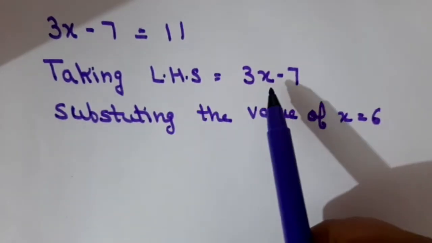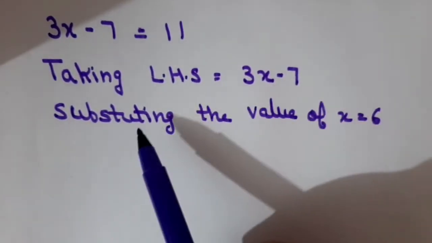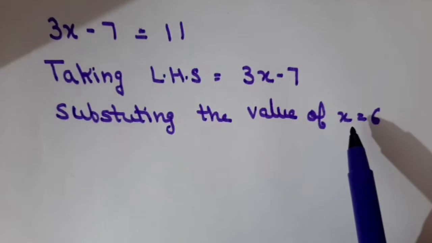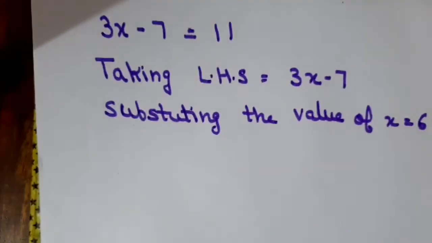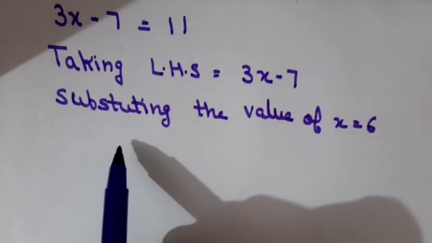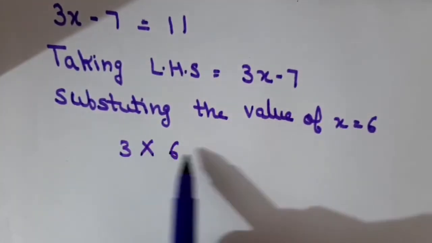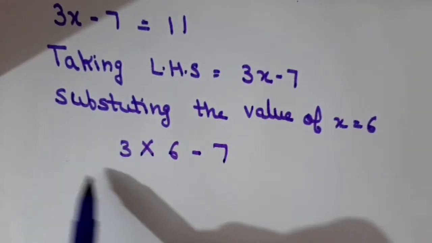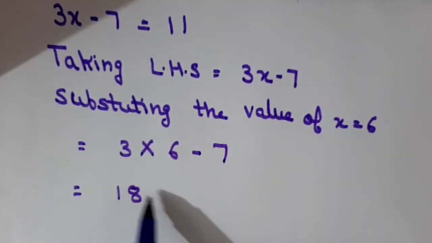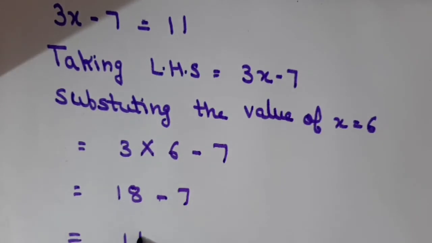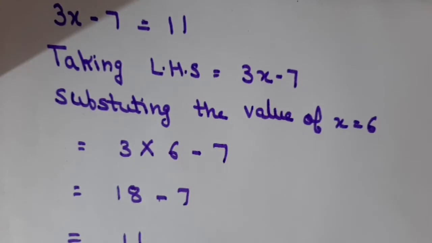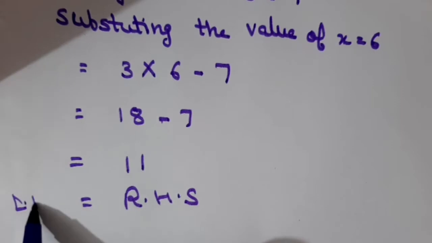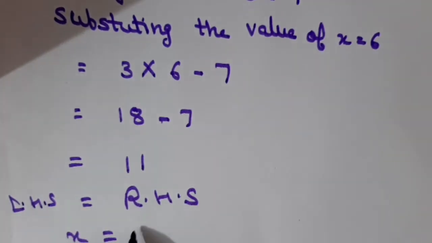Now my LHS is 3x minus 7. So I'll substitute the value of x, that is 6, in my LHS. So it will be 3 into 6 minus 7. 3 6s are 18. 18 minus 7 is 11. And my RHS is also 11. So here my LHS and RHS are equal. So x equal to 6 is the right answer.